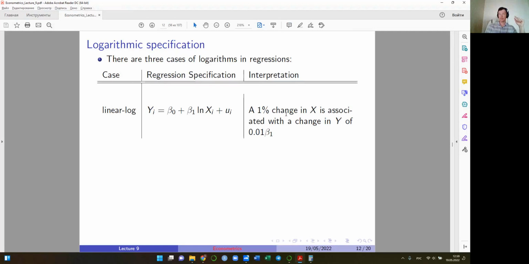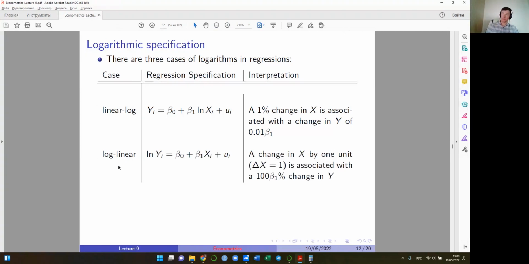A 1% change in x, why 1%? Because it's under logarithm. A 1% change in x is associated with a change in y of 0.01 times beta 1. Where does this 0.01 come from? Because we are talking about percent, we need to divide by 100 in order to get this in levels. So when x changes by 1%, y changes by beta 1 over 100 units, whatever y is measured in.